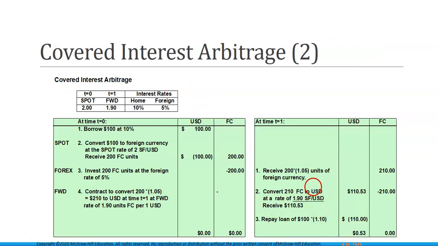So you can see that example here where we've converted, we've got the spot rate is 2, the forward rate is 1.9. How we've used the forward rate to lock into a contract to generate income. Of course, if we had done $5 million instead of $100, there would be a much larger profit from taking advantage of that.